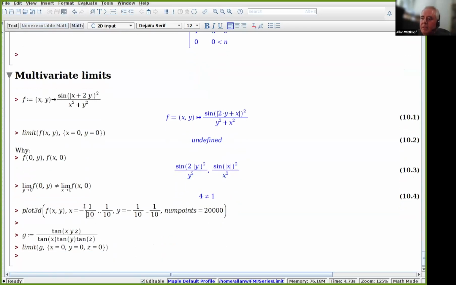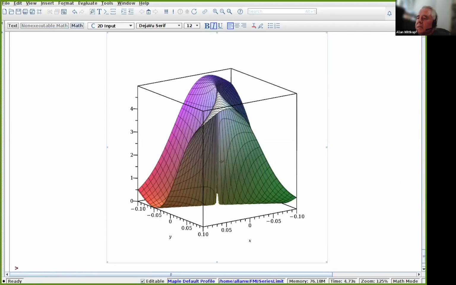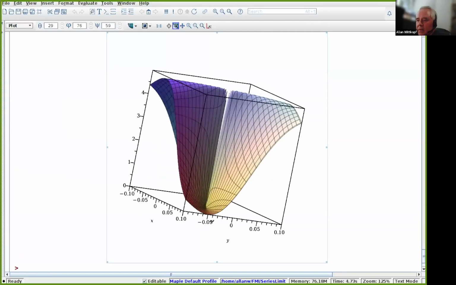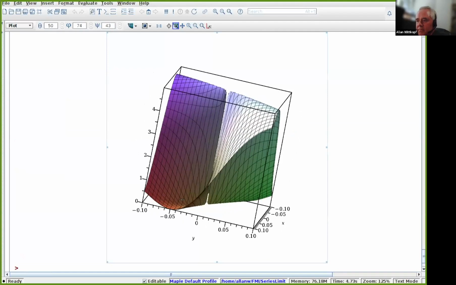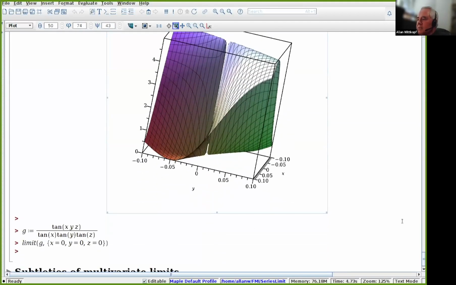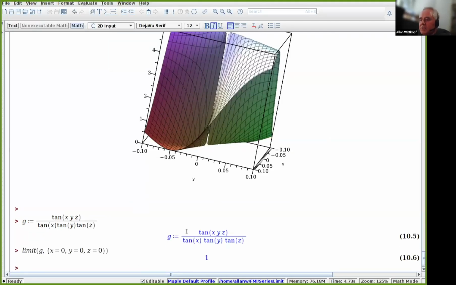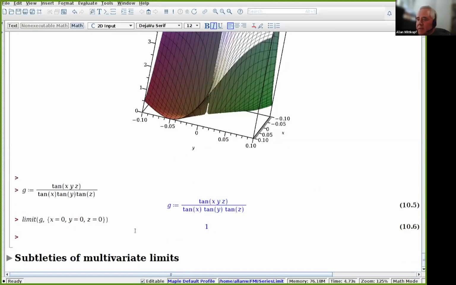And we can view that function locally, and we can see that, yeah, as you're going towards 0, you could be doing so along this crest or along the dip at the bottom. So we don't know what the value is if we don't know the direction. This is just a simple example to show that trivariate limits are also supported, any number of variables, really, if you can compute them.